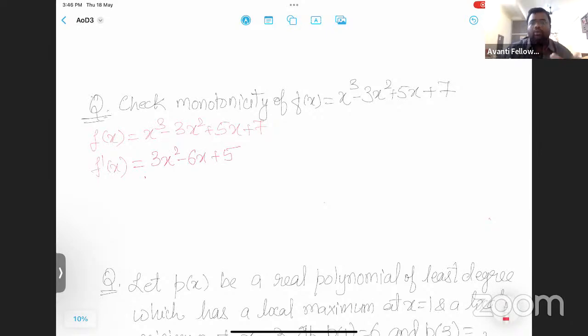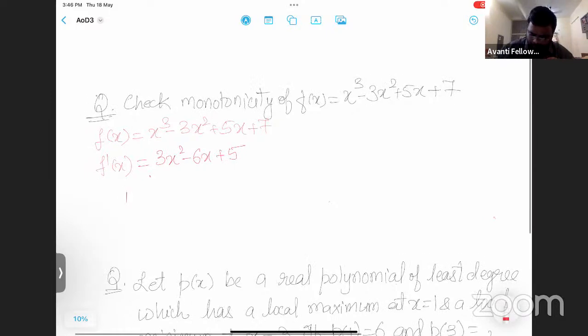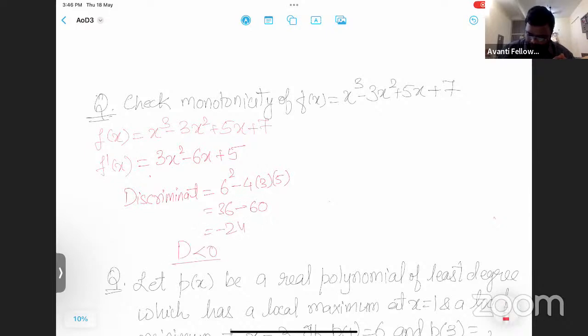Great. Now we need to find the critical points or the roots of this particular equation. So let's check for the discriminant. First, let's check whether the roots exist or not. So b square, that is 6 square minus 4 times 3 times 5, which is 36 minus 60. That is minus 24. D is less than 0. Now there are two things to observe: the coefficient of x square is positive, and D is less than 0.